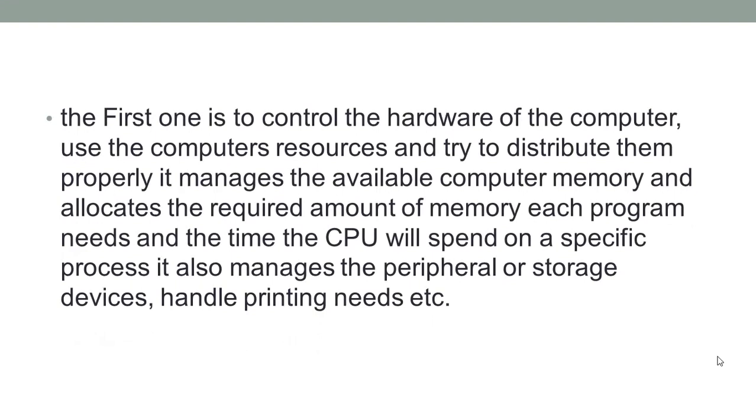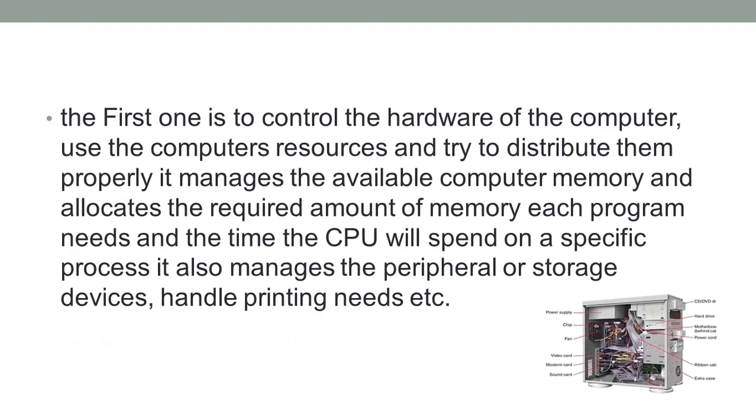The first one is to control the hardware of the computer. Use the computer's resources and try to distribute them properly. It manages the available computer memory and allocates the required amount of memory each program needs, and the time the CPU will spend on a specific process. It also manages the peripheral or storage devices and handles printing needs, etc.